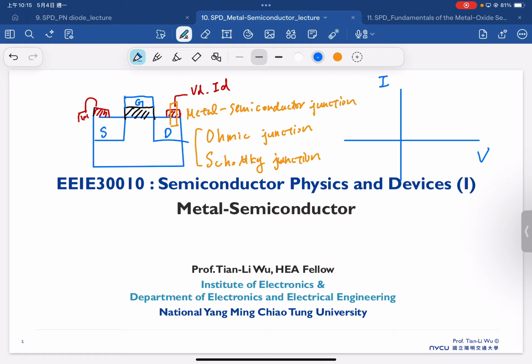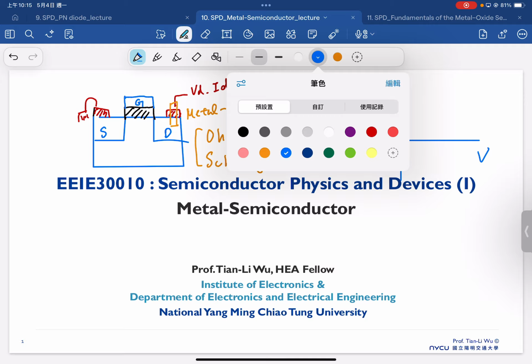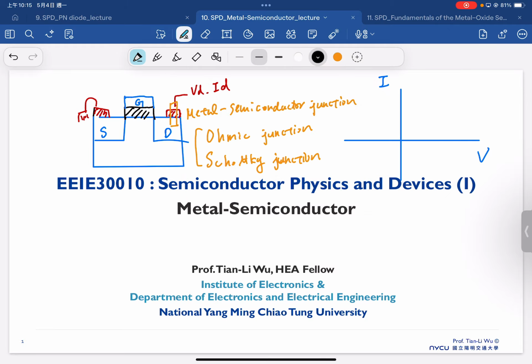The ohmic junction means that the IV characteristic follows Ohm's law, which means we have a linear characteristic between the current and voltage. And most importantly, this IV characteristic will definitely go across the 0 point here. So this is a typical characteristic for the ohmic junction that follows Ohm's law. And therefore, this is an ohmic junction.